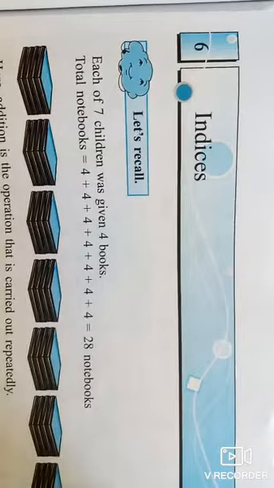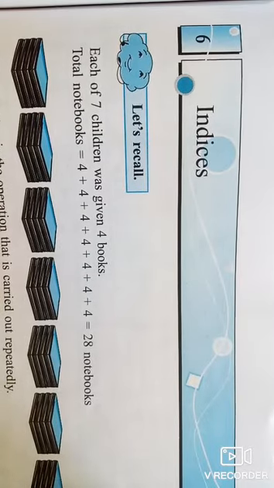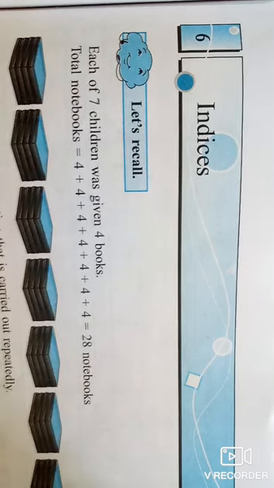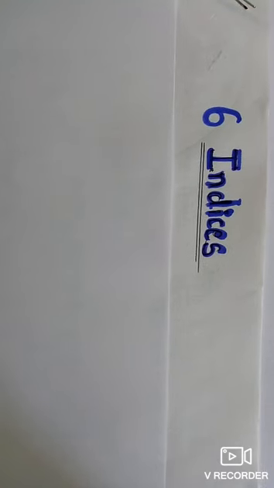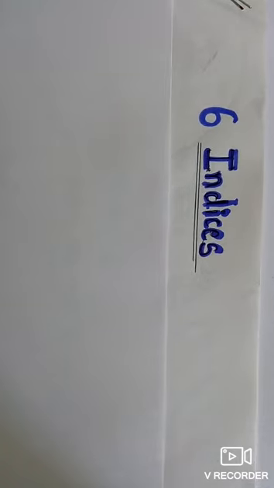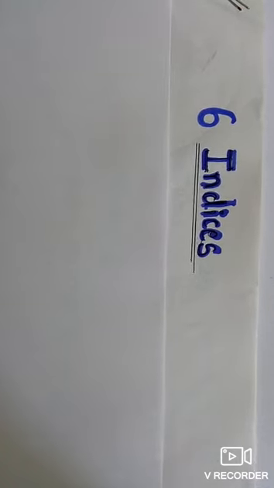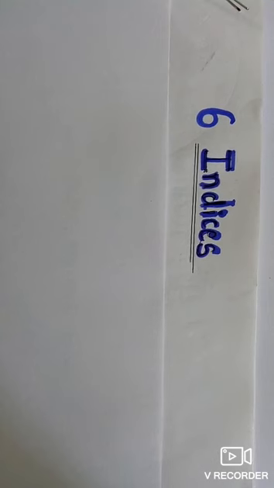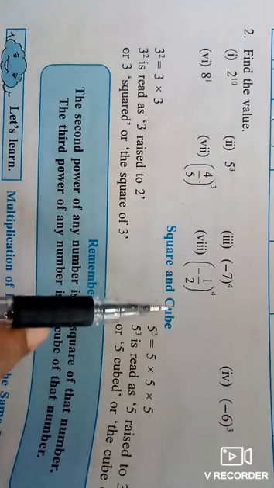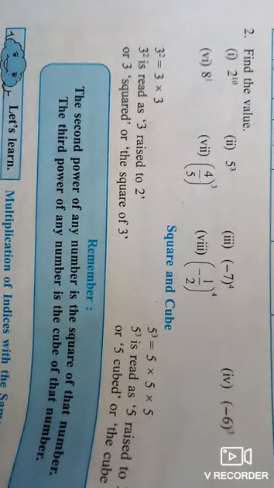Dear students of standard 7th, we have already started chapter 6, Indices, and we have learned how to write a number in index form, what is base, what is index, and how to find the value of that. Now we are going to learn the laws of indices, the rules of indices. First we will learn squares and cubes, meaning what is meant by square and what is cube.